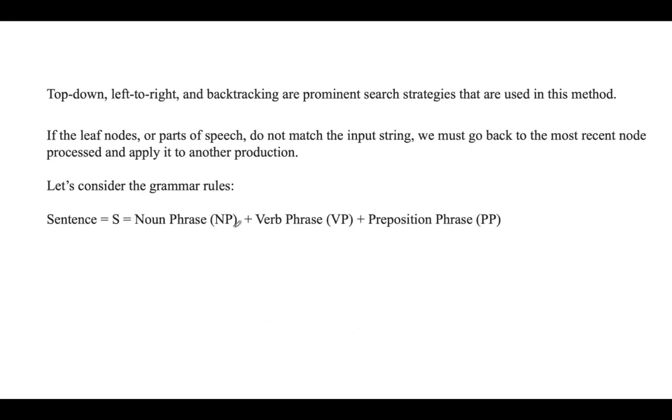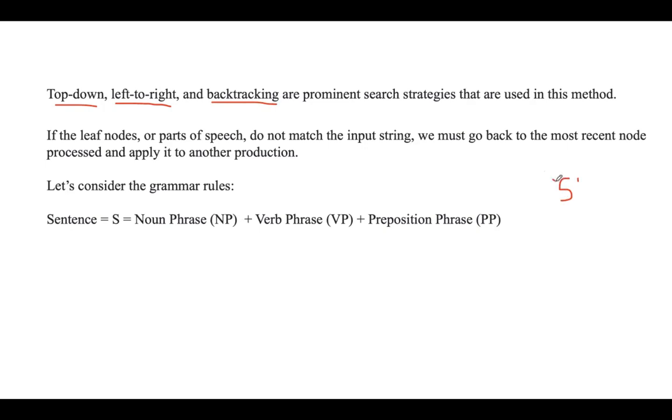Then, top down, left to right, and backtracking are the search strategies used in this method. As the method is top down, we'll traverse the words from left to right, or traverse through the tree from left to right, and the backtracking approach is used. We'll see how to use that approach in an example. In this case, the search begins with a root node. That's what we are discussing from the beginning.